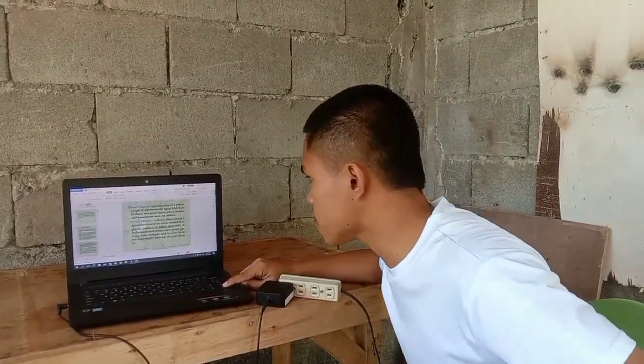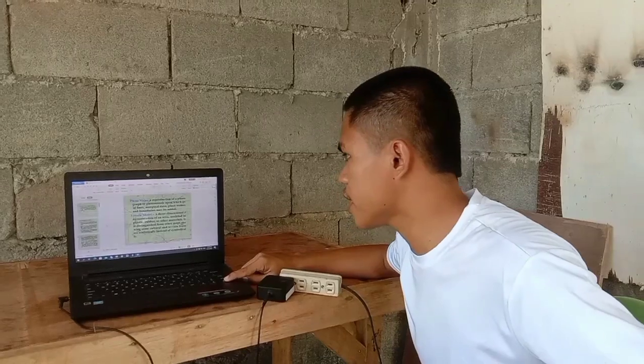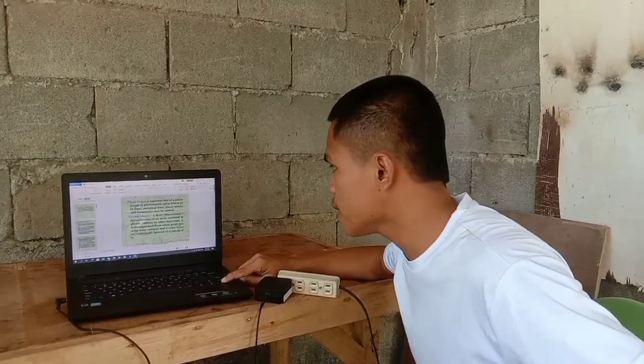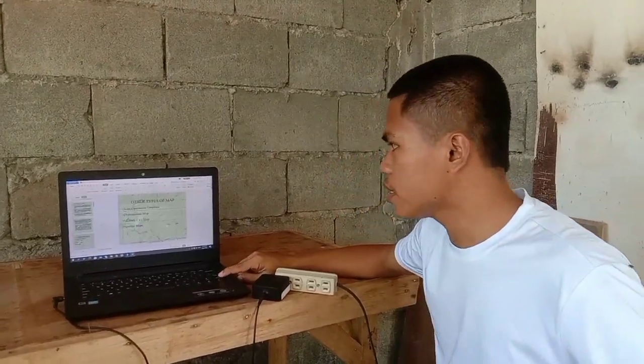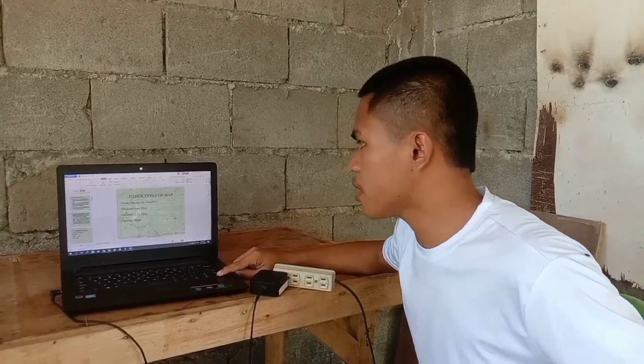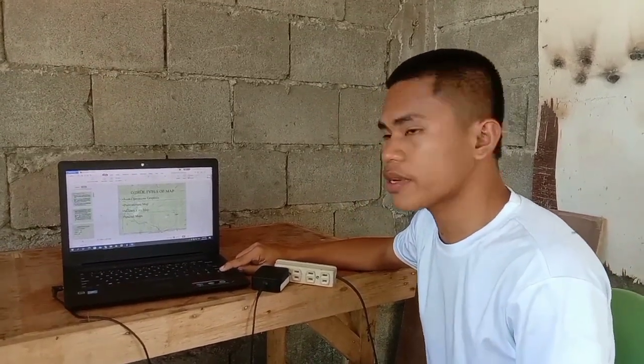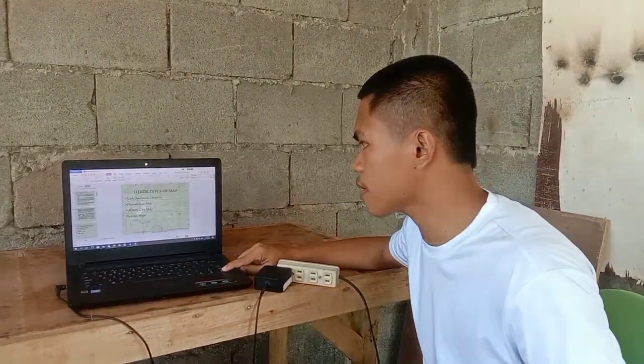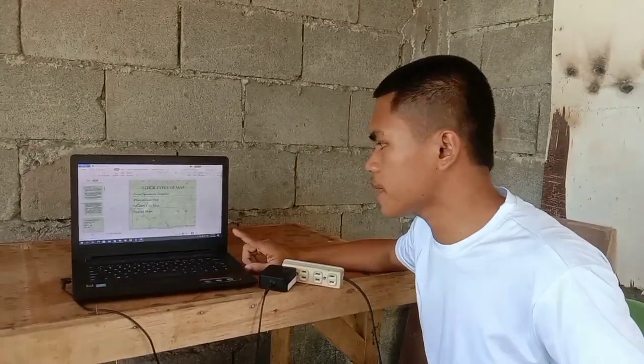Terrain model is a three-dimensional representation of an area modeled in plastic, rubber, or other materials. Other types of maps: joint operation graphics, photomaps, and military city maps or special maps.